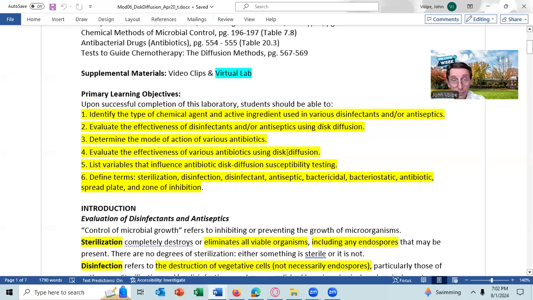5, list the variables that influence the antibiotic disc diffusion susceptibility testing, meaning when we're using the disc diffusion method, there are some variables which can influence how effective the antibiotic is. And you need to be able to list those variables. And then 6, define the terms. What's sterilization, disinfection, a disinfectant, an antiseptic? What's a bactericidal agent, a bacteriostatic agent, an antibiotic? What's a spread plate? And what's the zone of inhibition? Any question about any of those learning objectives?